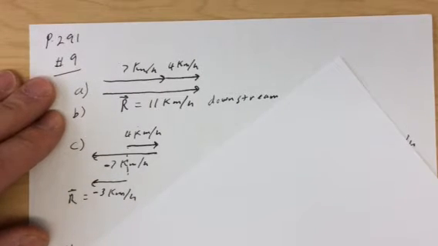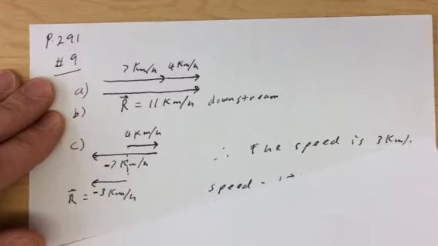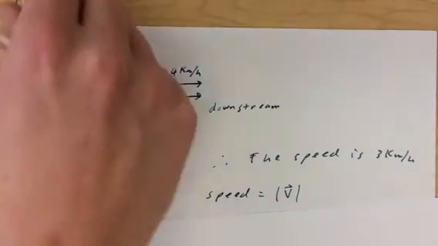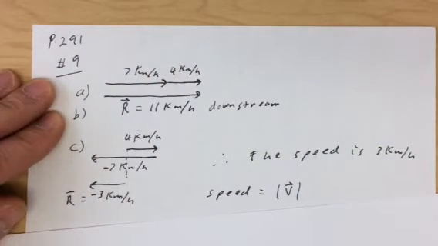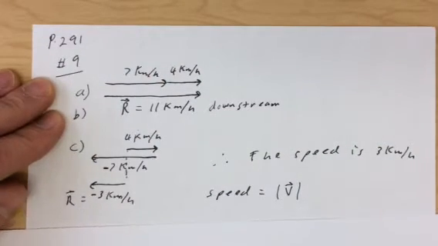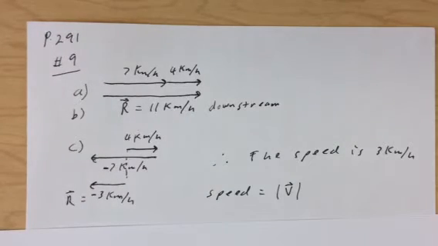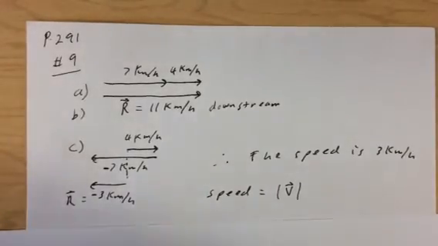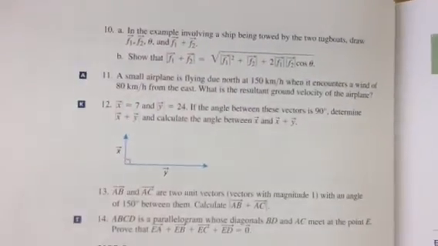Now in this question, though, it asks for the speed. The speed is just 3 kilometers an hour. It's the magnitude of the velocity. So the speed is 3 kilometers per hour. That's number 9. We're now going to take a look at number 11 as well. So number 11 on page 292.